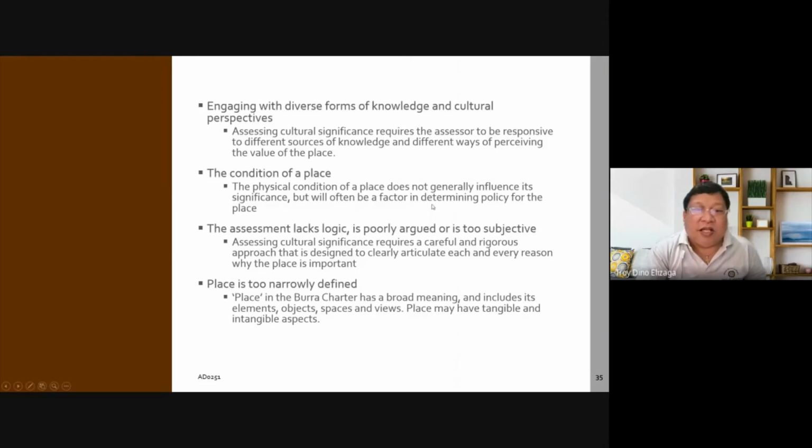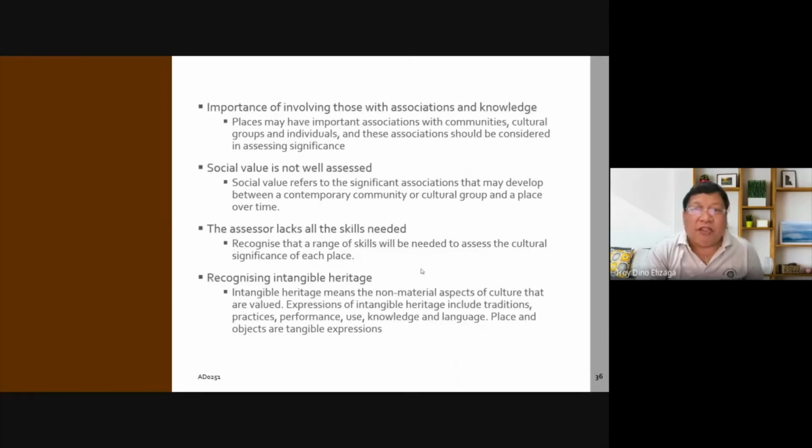The assessment lacks logic, is poorly argued, or is too subjective. So it's the way that the assessor writes the report. The place is too narrowly defined. Importance of involving those with associations and knowledge.